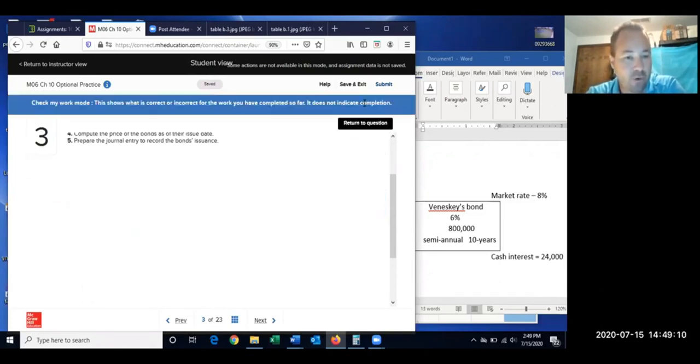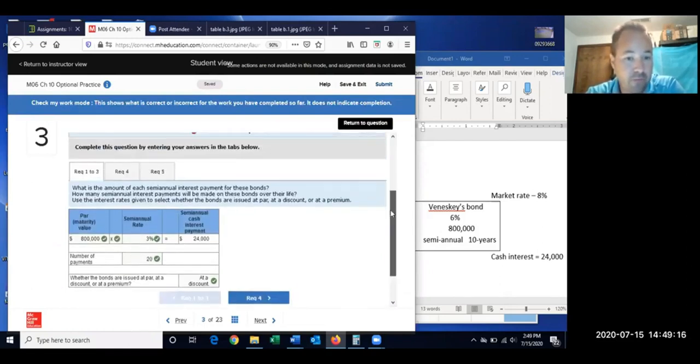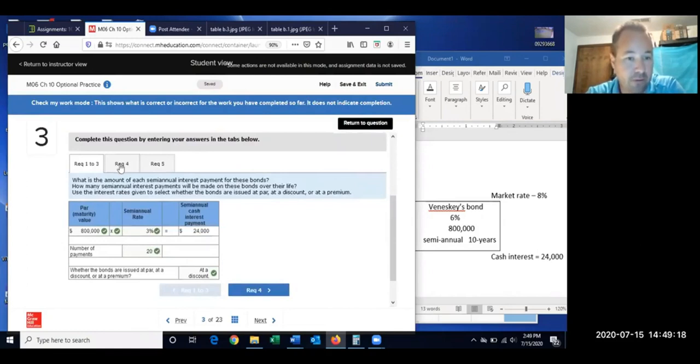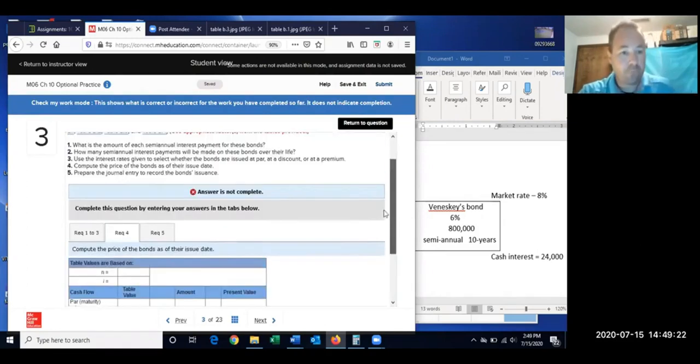Now we can go ahead and check the work, and if you have that option, sometimes you do as you're going through some of the examples, you might want to do that. Make sure you have everything right before you keep going because it's going to build. Now, on requirement number 4, it says actually compute the price of the bonds. That's the hardest part of doing bonds.